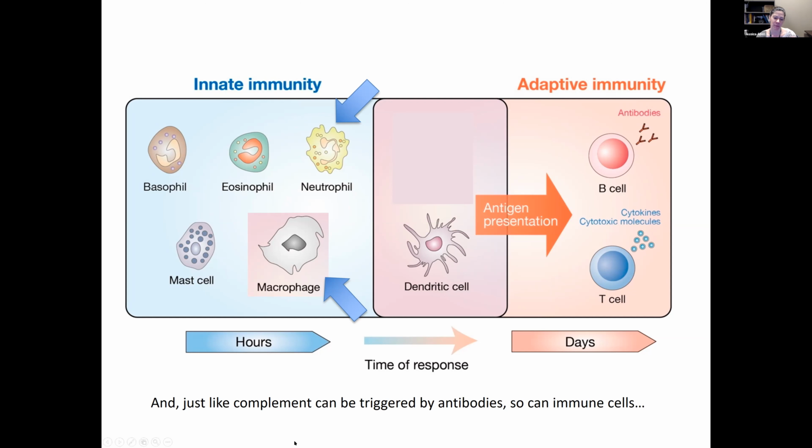And the reason that I bring this up is because just like complement can be triggered by antibodies, so can immune cells, and mast cells actually function mostly through antibodies, and it gets complicated.